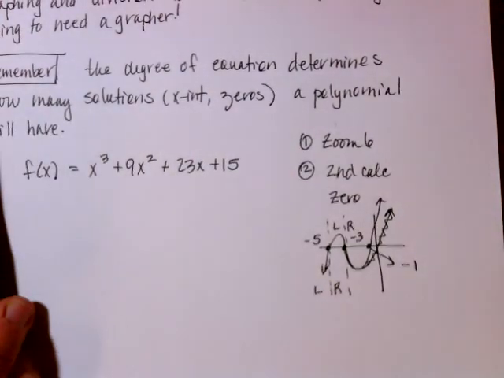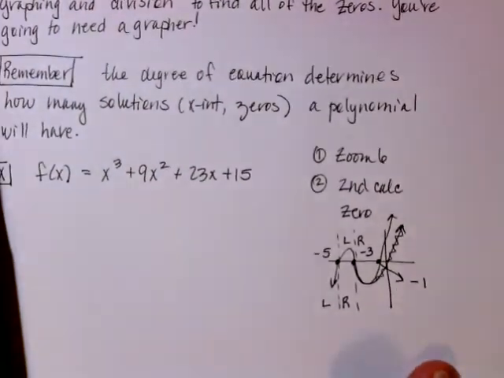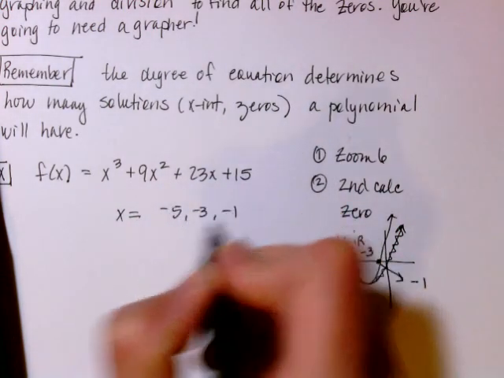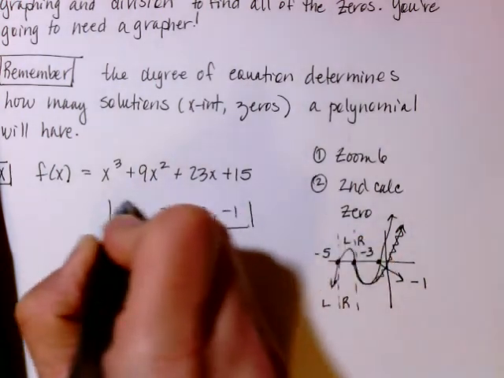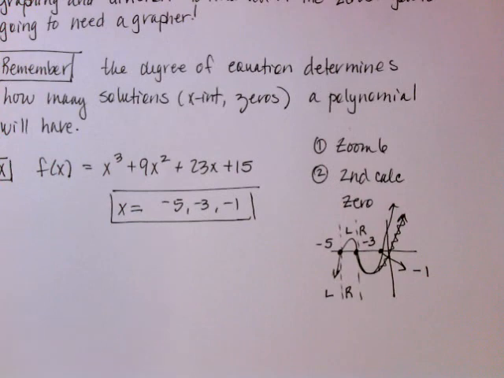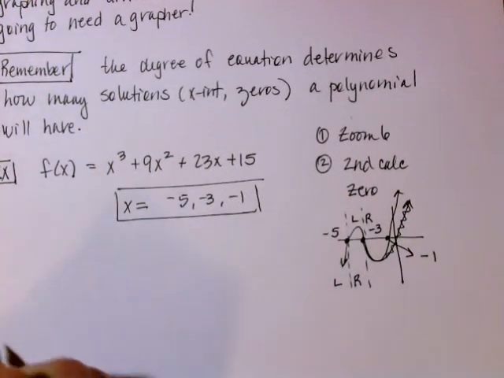So then I would list my zeros for this function, and I would say x was equal to a negative 5, a negative 3, and a negative 1. So I was able to find all 3 zeros graphically, which is very nice. All right, let me do another example.